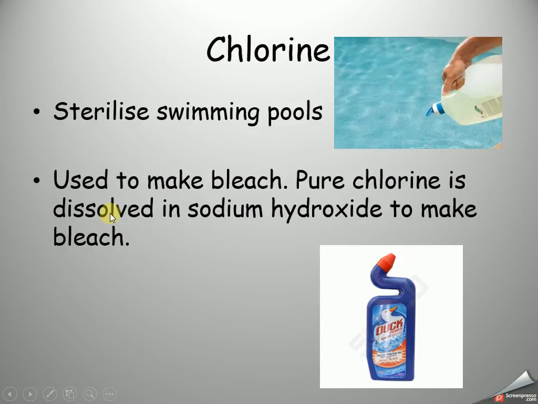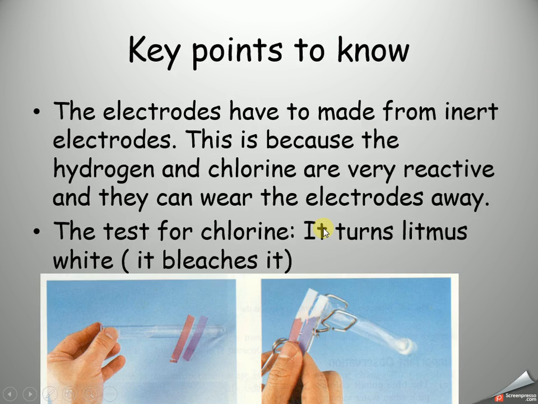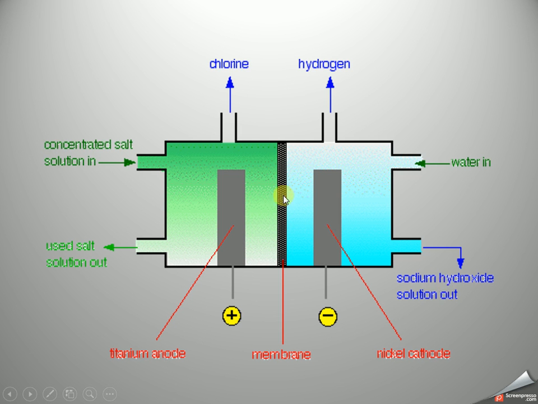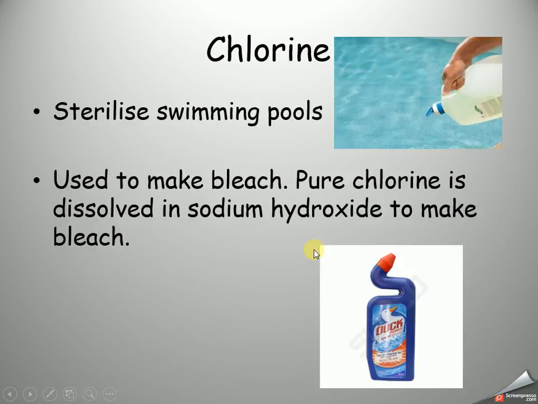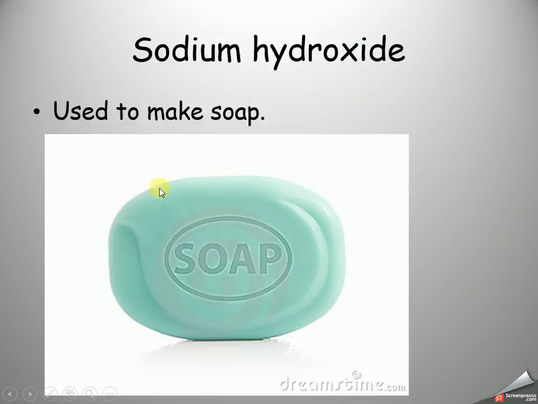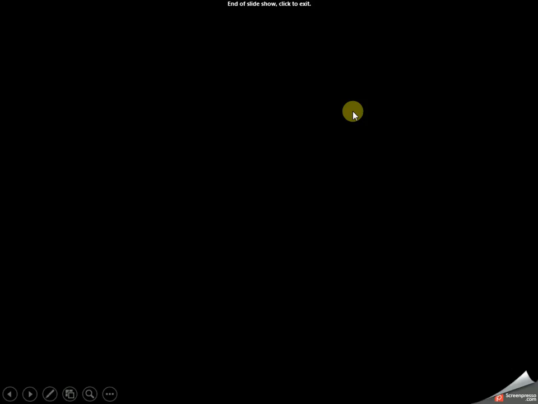But chlorine can also be used to make bleach. It can be dissolved in the sodium hydroxide, which is also made from this process, and that makes bleach. Sodium hydroxide can also be used to make soap.